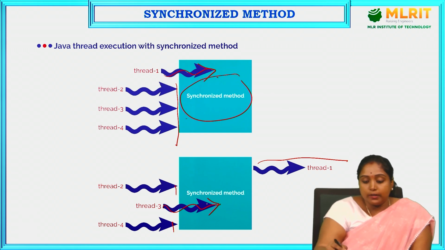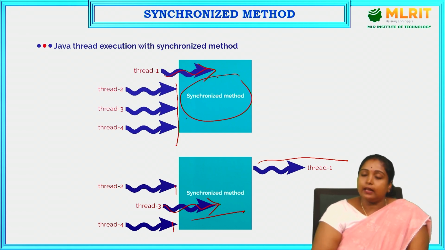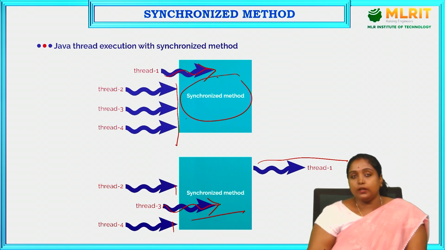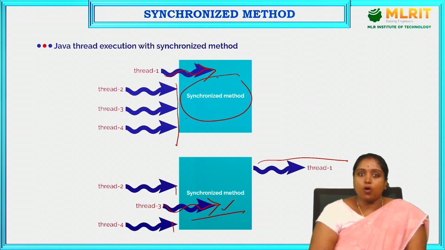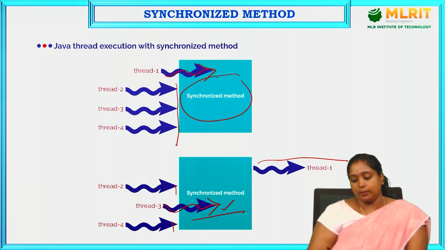So what did you understand? Whenever you keep a method as a synchronized method, only one thread executes that particular synchronized method at a time. All the other threads have to wait until that thread has completed.